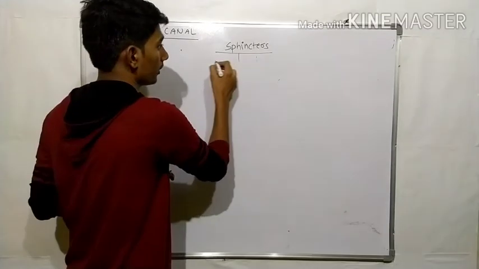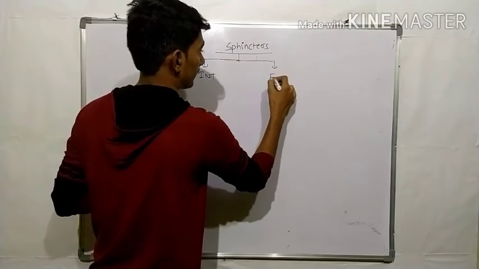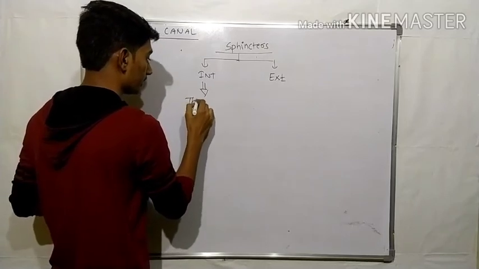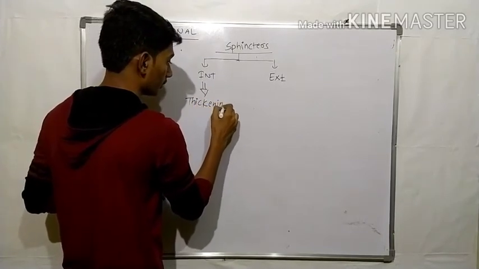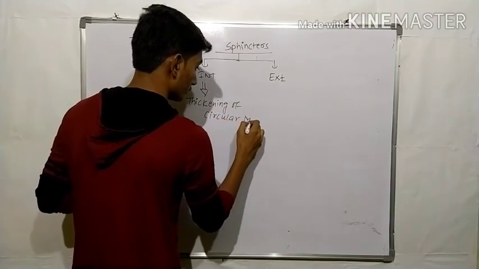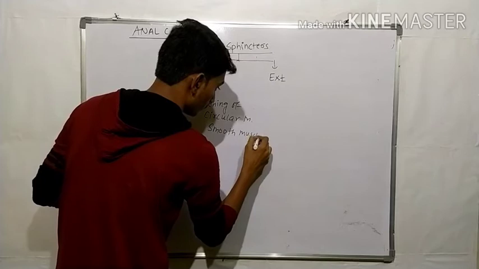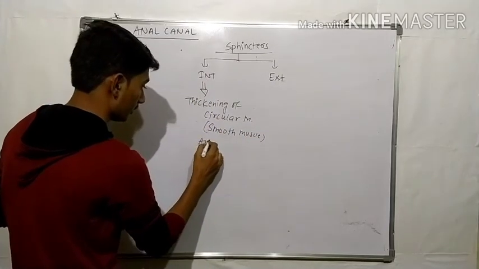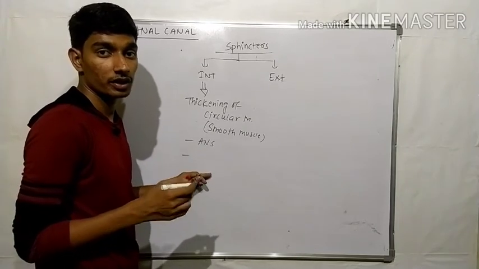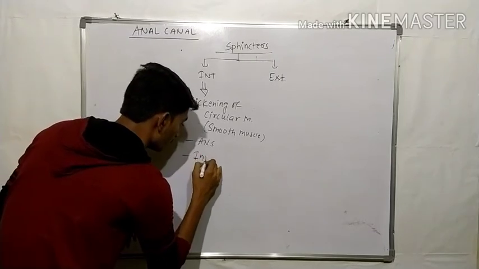Okay, internal sphincter and external sphincter. The internal sphincter is formed by thickening of circular muscle, which are smooth muscle, and they are supplied by autonomic nervous system, and as they are supplied by autonomic nervous system, they are not under the control of our will, therefore they are involuntary sphincter.